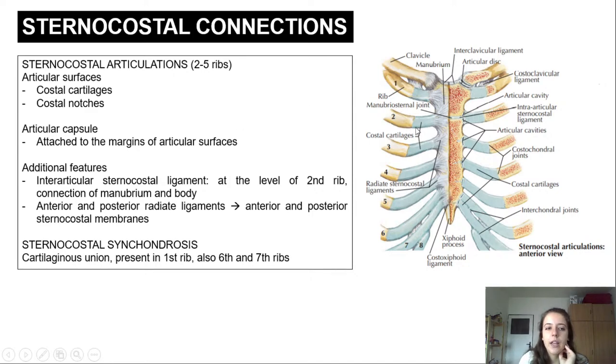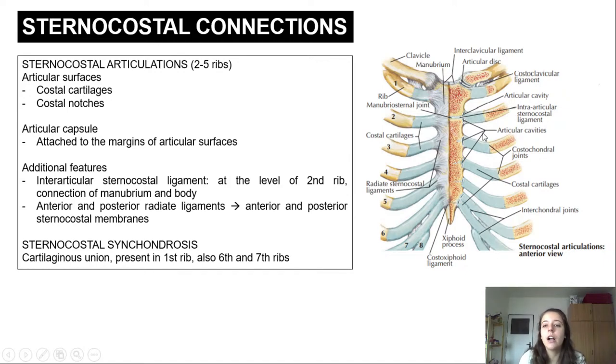Additional features, very easily recognizable: the anterior and the posterior radiate ligaments. Here you can see the anterior, which at the end, when you have all of them, is going to form the anterior and posterior sternocostal membranes, which are going to partially or completely cover the sternum. And so here, these are the radiate ligaments, and this is the anterior radiate ligament and the anterior sternocostal membrane.